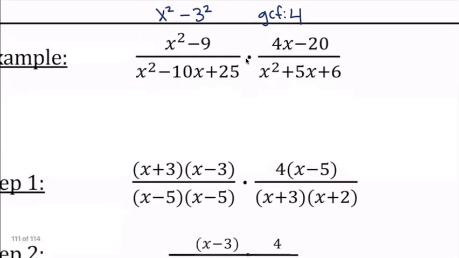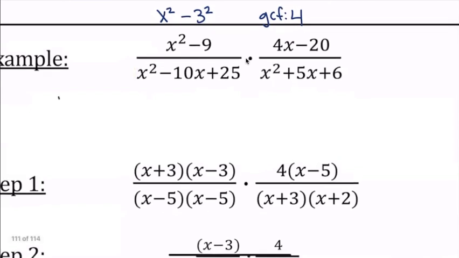Now, both of our bottoms are trinomials. Remember, when I have a trinomial, I'm still going to look for a GCF first, but if my front number is a 1, that GCF is going to be 1. So then I'm always going to do a multiply add chart. I'm going to multiply a times c. So I have 1 times 25 is 25. And I'm going to add to b, which is negative 10.